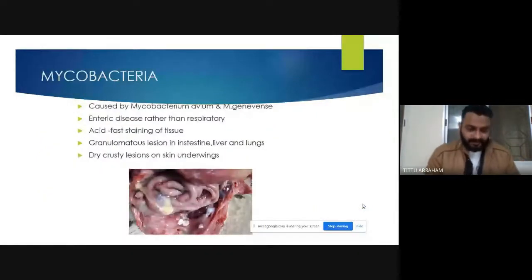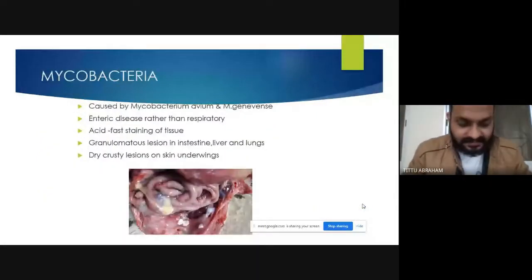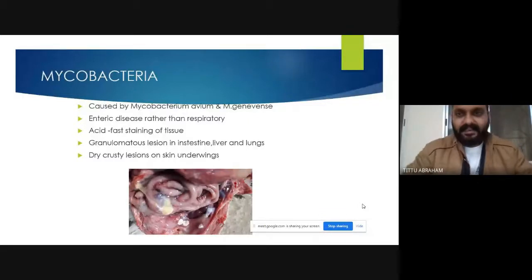Next one is the Mycobacterium. Mycobacterium usually affects the larger birds. I haven't seen any cases in African lovebirds or smaller birds, but I have come across it in macaws, grey parrots, and lorikeets. Especially some rare lorikeets like Stella lorikeet, I've seen this Mycobacterium infection.